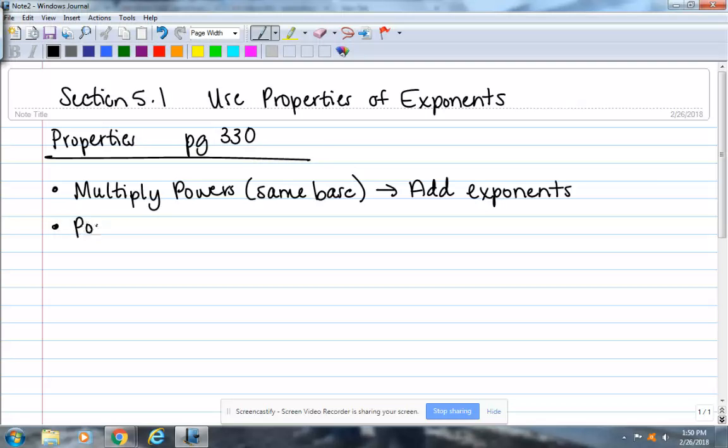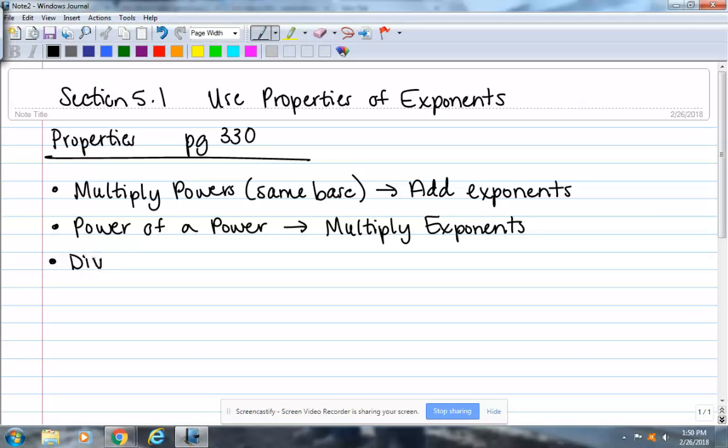Then if we take a power of a power, that's when you have something that already has an exponent and you raise it to another exponent, we're going to multiply the exponents. Hopefully this is ringing somewhat of a bell from Algebra 1. It will when we work problems for sure. When we divide powers, when they have the same base, we subtract the exponents.